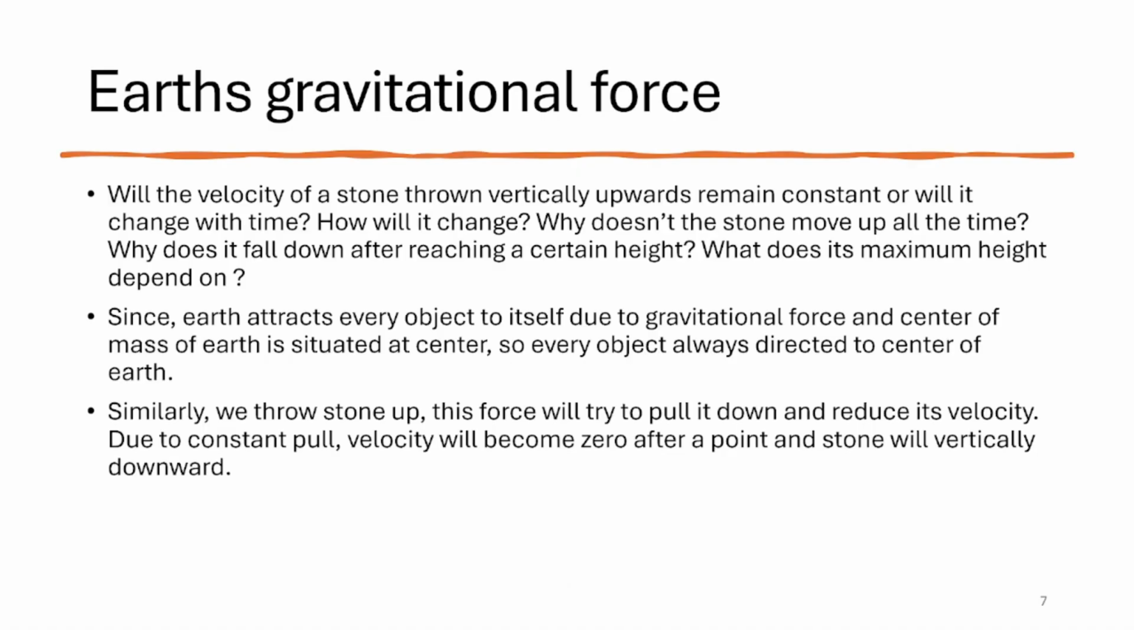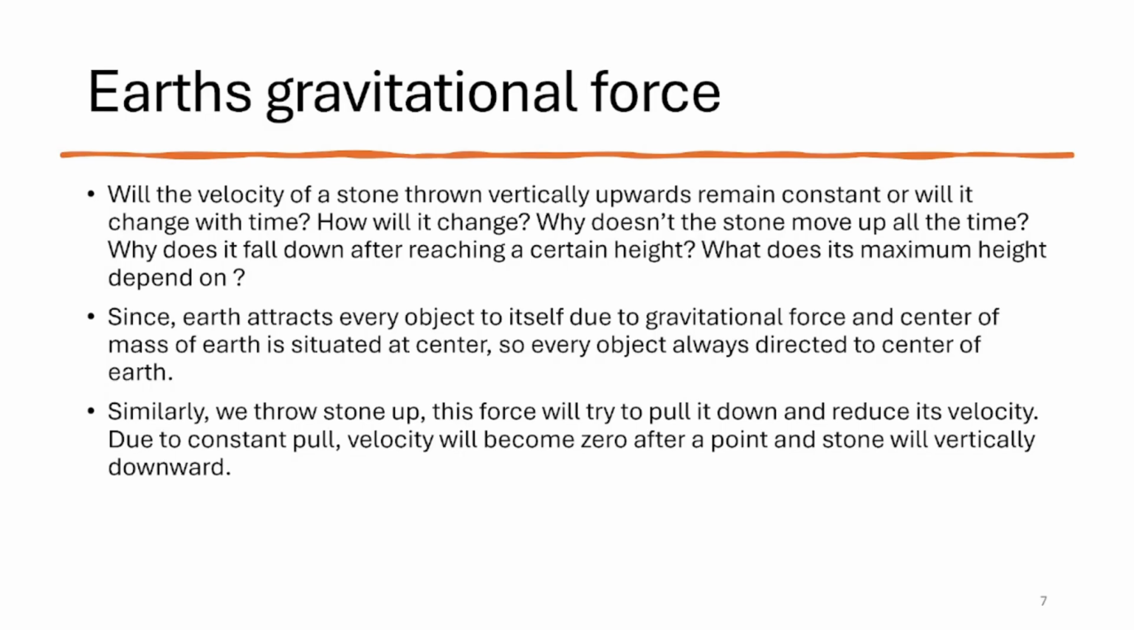Okay, now Earth's gravitational force. Just imagine if we throw a stone vertically upward, will its velocity remain constant, or will the velocity of that stone change with time? How will it change? Why should that stone not move upwards only? Why does it fall after reaching a certain height? And on what basis will the maximum height of that thrown stone depend?